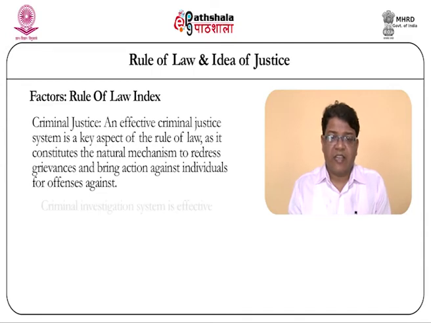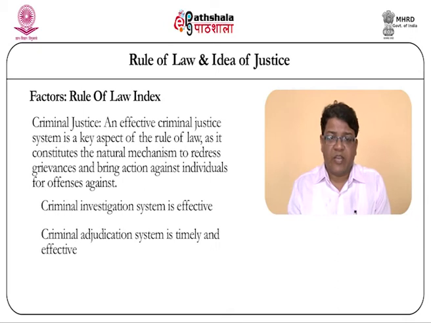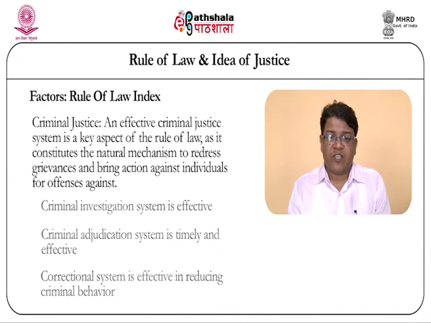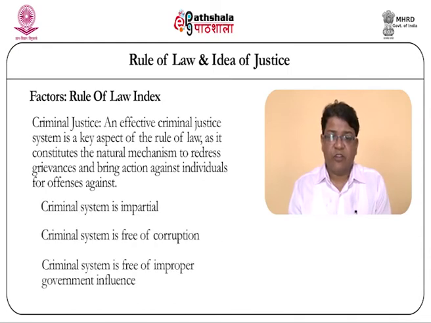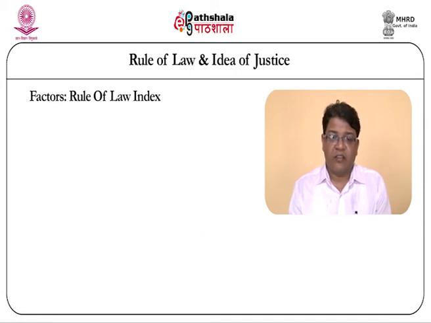It has 7 indicators. Criminal investigation system is effective. Criminal adjudication system is timely and effective. Correctional system is effective in reducing criminal behavior. Criminal system is impartial, it is free of corruption, it is free of improper government influence, and due process of law and rights of the accused are being guaranteed.